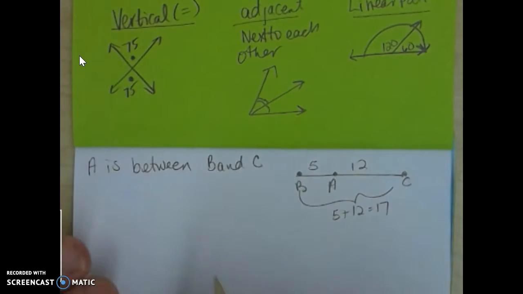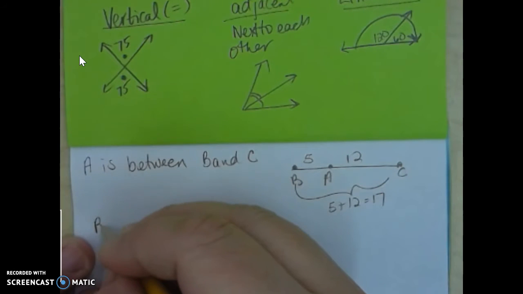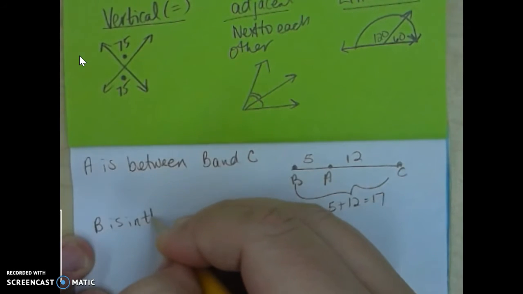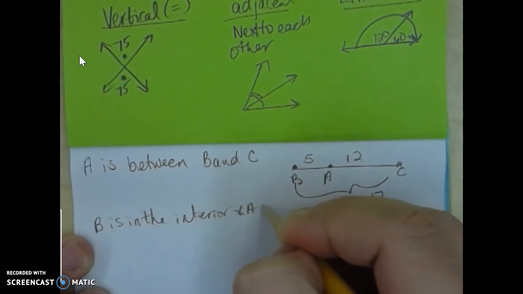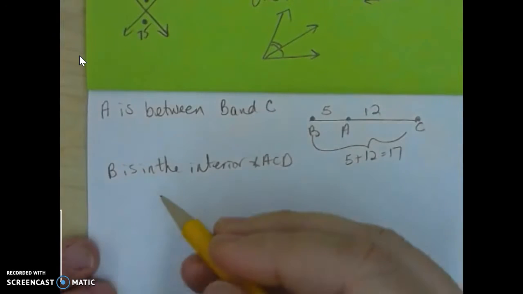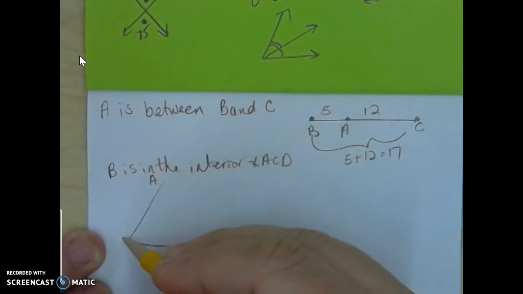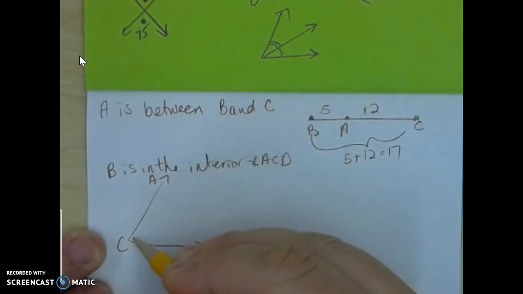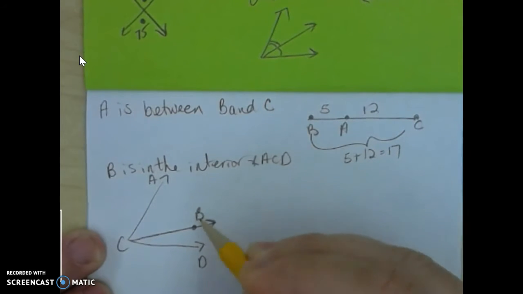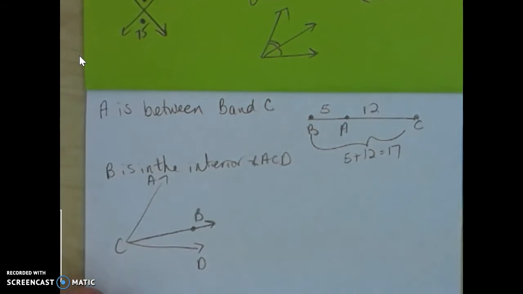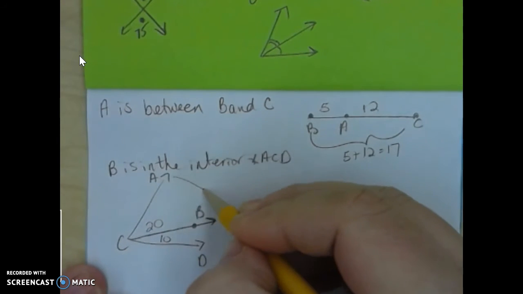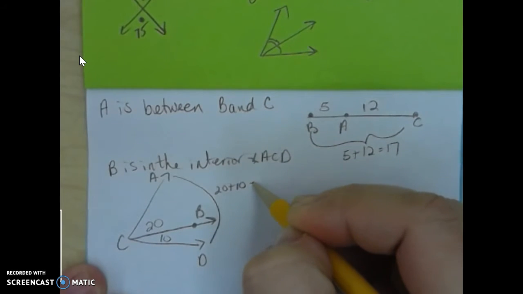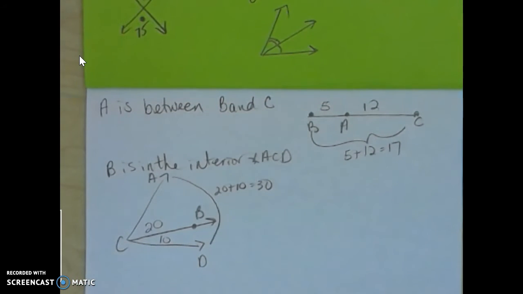In addition to segment addition, we had angle addition, which is B is in the interior of angle ACD. And so I draw angle ACD, then I throw B somewhere inside. Doesn't matter. It just says it's in the interior. And so this would be this small angle 20 plus this big angle 10 would equal the whole thing. So 20 plus 10 is 30. So it's the same idea, but dealing with angles, and that's just two small angles add up to give you the big angle.